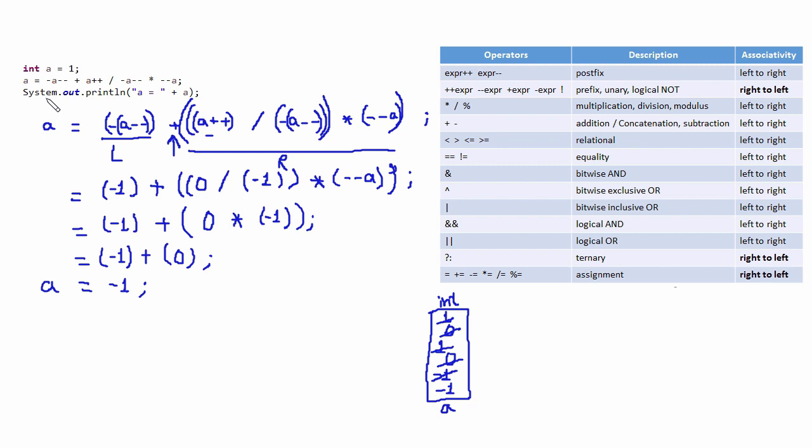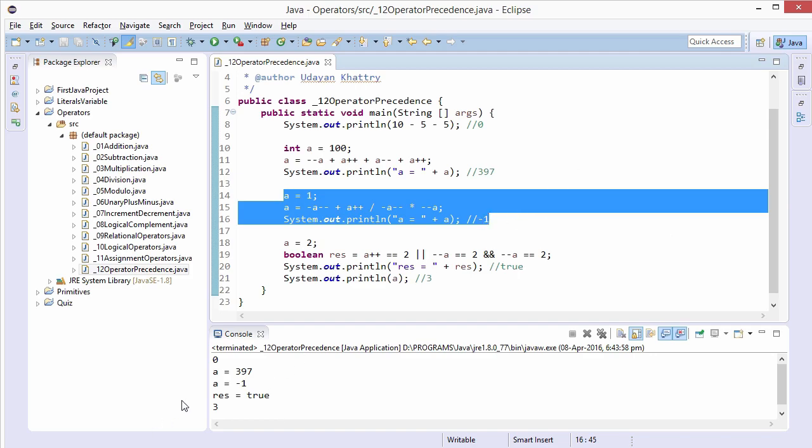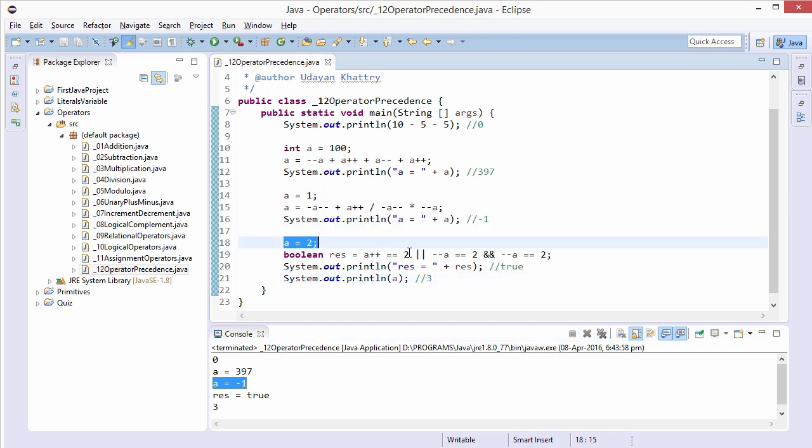So this statement System.out.println is going to print minus 1. a equals minus 1. Let us verify this in Eclipse. So the result is minus 1 and the output is a equals minus 1. Let us now solve the last equation.